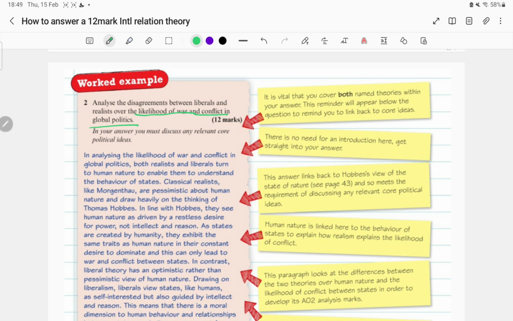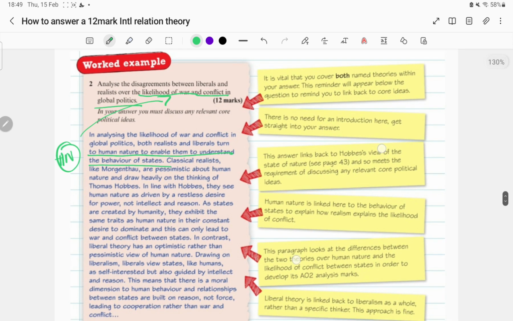First of all, in analysing the likelihood of war and conflict in global politics, both realists and liberals turn to human nature to enable them to understand the behaviour of states. Starting with human nature is always going to help you out because it gives you one thing to talk about already. And the thing is, they disagree because of how they view human nature. So it's never going to be incorrect, but you do have to then link this to the likelihood of war and conflict. I shouldn't say never going to be incorrect.